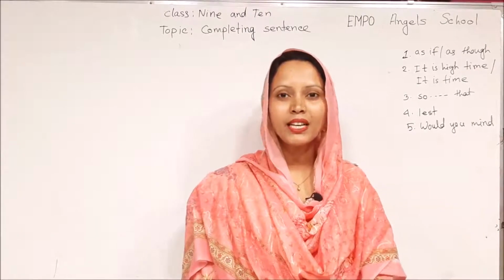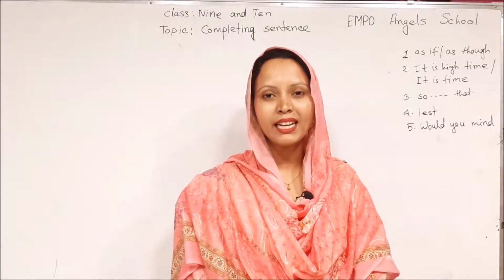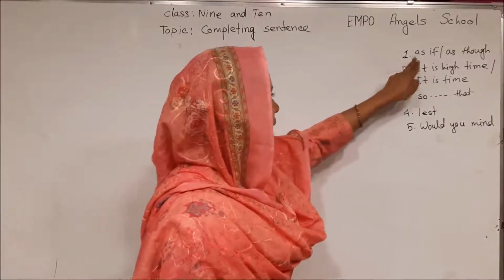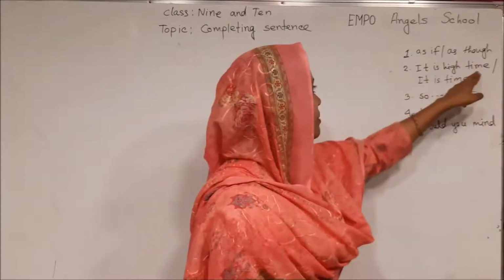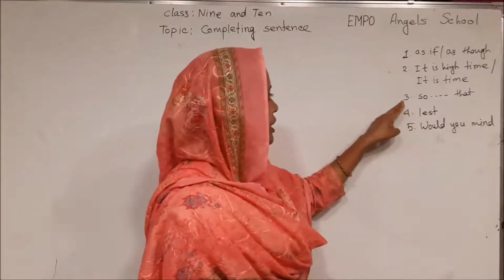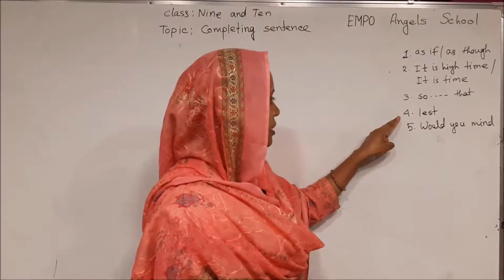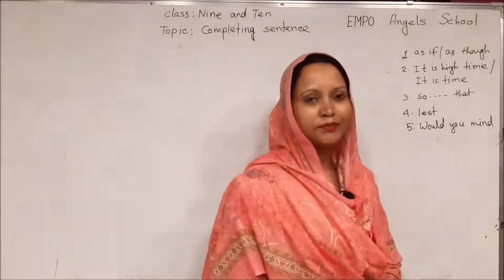Dear students, today I will discuss 5 rules of completing sentence. Here, our first rule is as if or as though. Second rule, it is high time or it is time. Third rule, so, that. Rule number 4, lest. Rule number 5, would you mind?